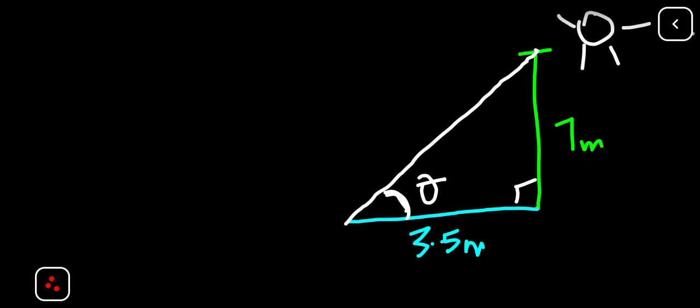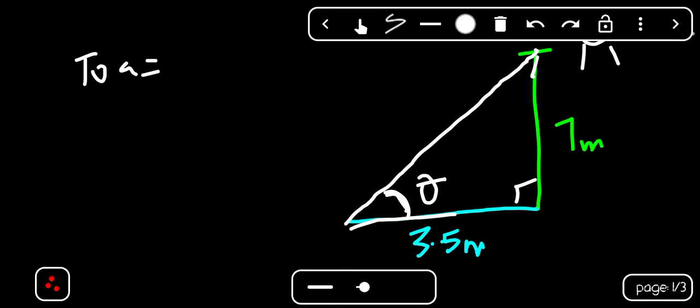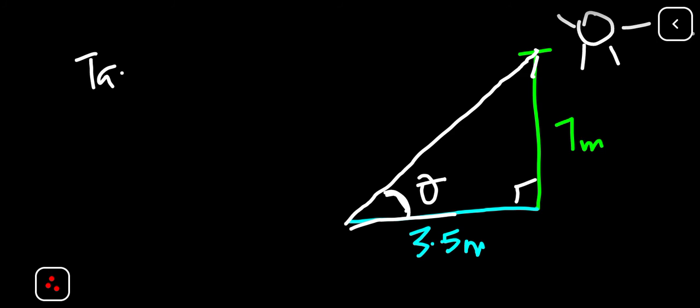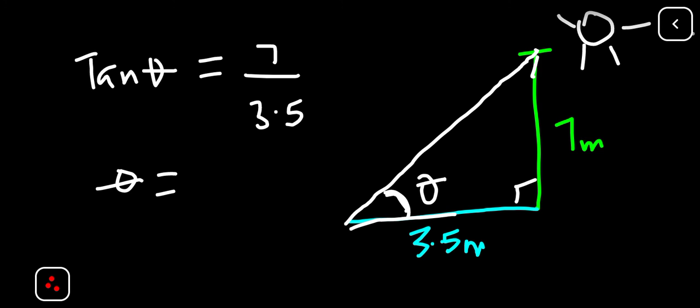Now, we're going to be using the trig ratio, SOHCAHTOA, and we already know what this side is, which is the opposite. So 7 is the opposite, and we know that this side here is the adjacent. So opposite over adjacent is actually tan theta. Tan theta, which is what we're looking for, theta, is opposite 7 over adjacent 3.5 meters. So that means theta is equal to the inverse of tan 7 over 3.5.